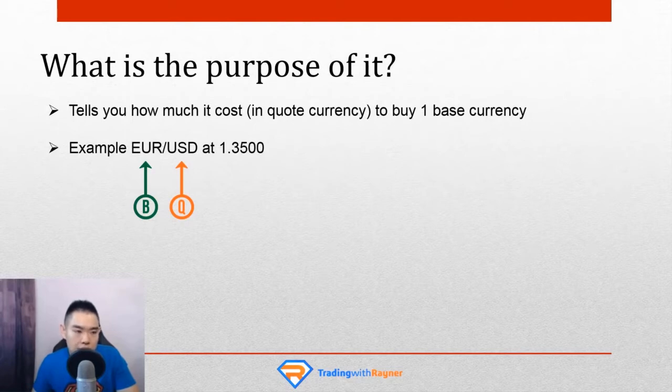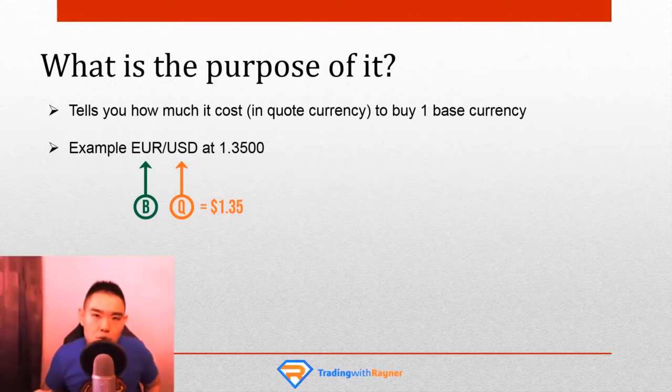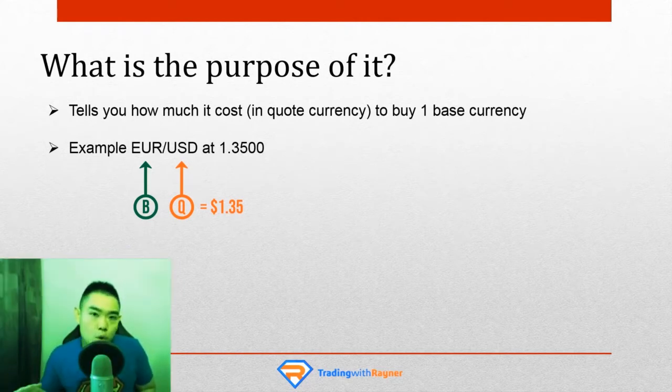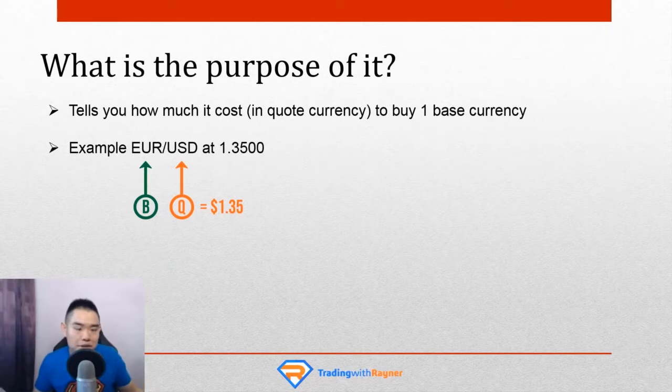So in essence, what this tells you is that for one euro, it will cost you $1.35 USD. So let's say you go to a money changer. Hey, I want to buy €1, man. And the guy says, sure, my man, give me $1.35 USD, and I'll give you €1. That's how it works, and that's how you interpret this. It tells you how much it costs in quote currency to buy one base currency. I think that should be pretty self-explanatory. If you don't understand this, just rewind this video and I'm pretty sure you'll get it.